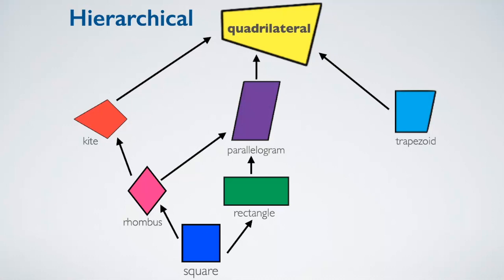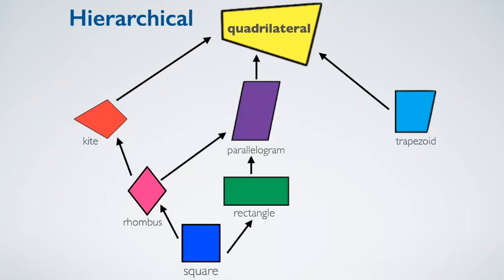The square is the most specific example of a quadrilateral, and a square is also a rhombus, a rectangle, a parallelogram, and a kite. This diagram is also a good way to show how trapezoids are not in the main hierarchy of quadrilaterals because they only have one set of parallel sides. So a square is not a trapezoid because it has 2 pairs of parallel sides.